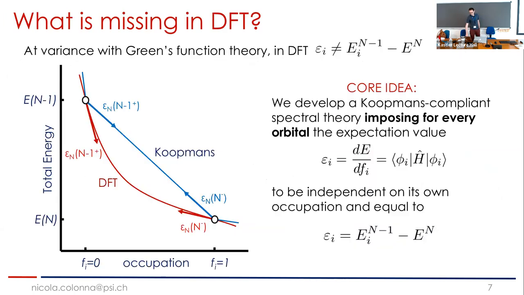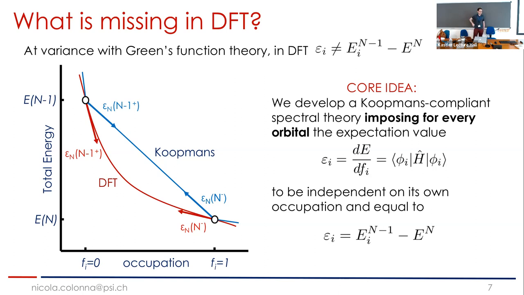Our answer to this question is Koopmans functionals, which are based on a very simple observation: what is missing in approximate density functional theory is that the single-particle eigenvalue, your Kohn-Sham energy epsilon_i here, doesn't really match the definition of a charge excitation, that is, the energy difference between the neutral system and the system with plus or minus one electron. Contrast this with Green's function theory, where this is enforced by construction. The poles of the one-body Green's function are the charge excitations of your system.